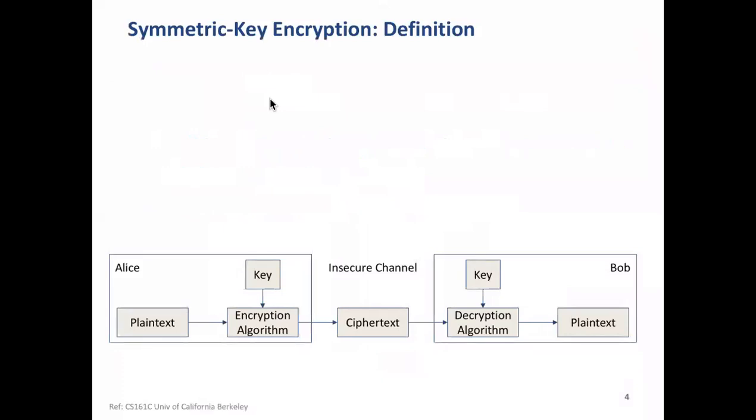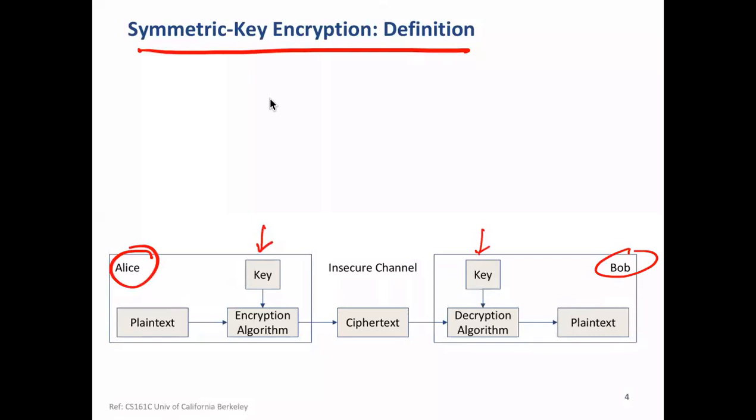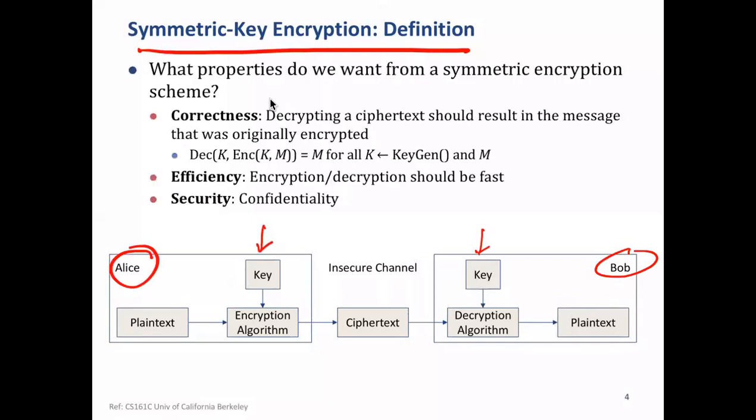So where are we now? We are in symmetric key encryption, and we know that there are two types of encryption: symmetric key and asymmetric key. In symmetric key, the key that we use for encryption and decryption, the key that Alice uses or Bob uses, both are the same.